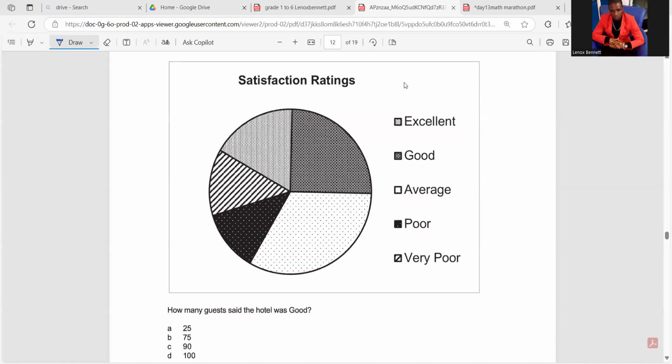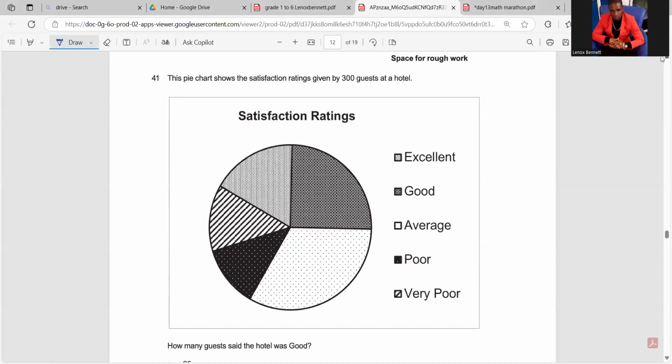So let's look at the last one that we did. We could have started the video from this, right? It says the pie chart shows the satisfaction rating given by 300 guests at a hotel. So we know that it's 300, the number of guests. And of course, it says how many guests said the hotel was good.